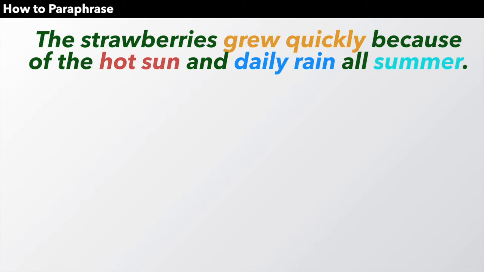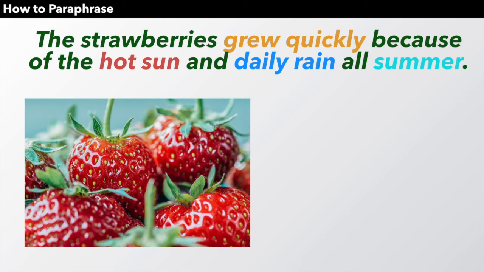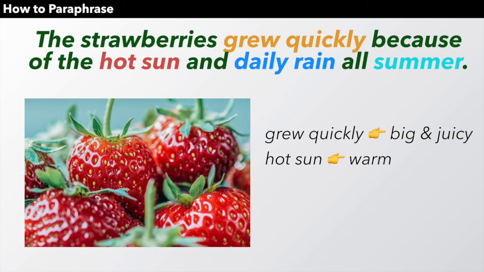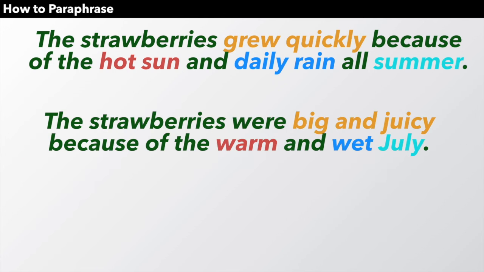Example 2. The strawberries grew quickly because of the hot sun and daily rain all summer. Let's find some synonyms, or words with similar meanings. Grew quickly. What does that mean? It probably means the strawberries will be big and juicy. Hot sun, we're going to change to an adjective, warm. Daily rain, also an adjective, wet. And the summer, we could pick a month, like July. The strawberries were big and juicy because of the warm and wet July.